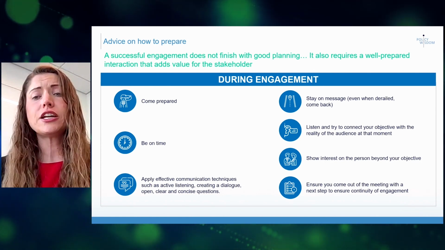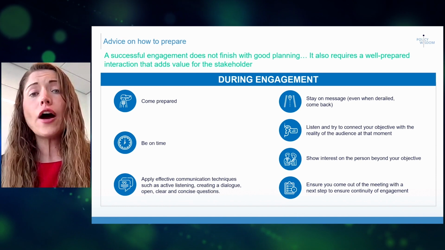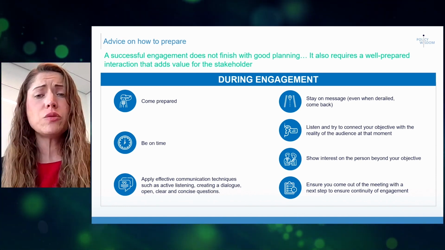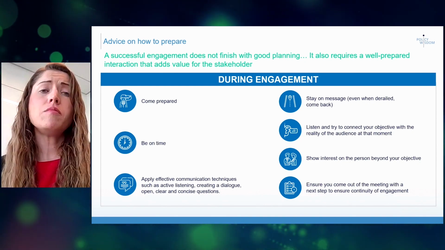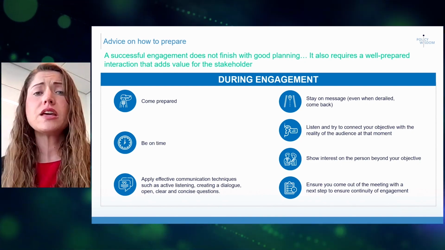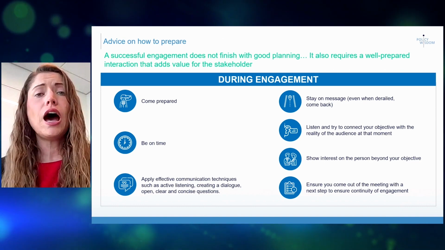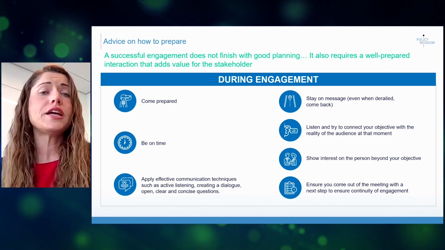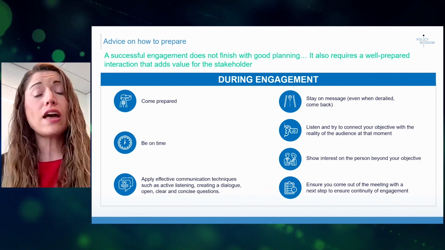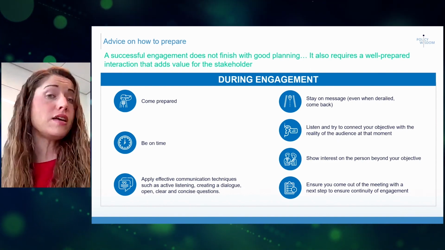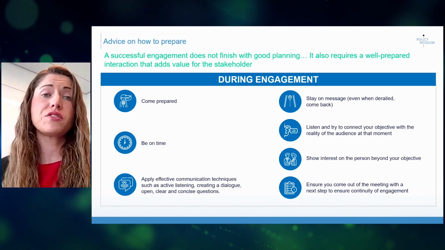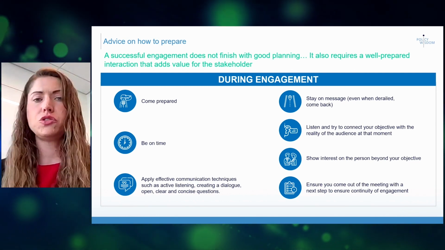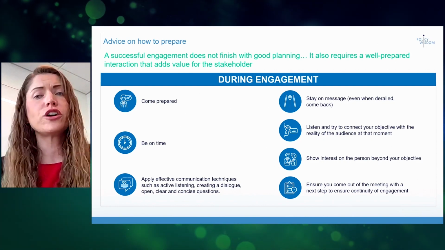Listen and try to connect your objective with the reality of the audience at the moment. And show interest in the person that you're engaging with beyond your objective. Maybe as part of preparation for the engagement, do a little bit of research on the stakeholders you're meeting with beforehand to get a sense of how this particular objective may impact them. It may have impacted them personally, and they may be coming to the conversation with a personal story to share. And also look for areas of common interest too that could really help make for a good icebreaker as you start the conversation.